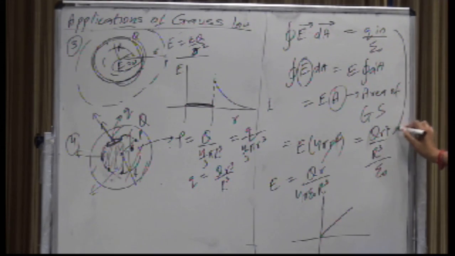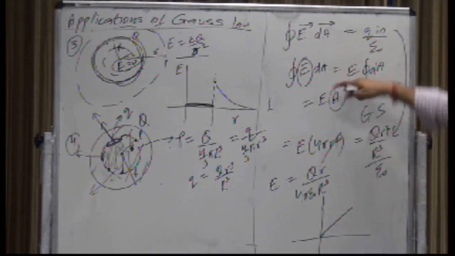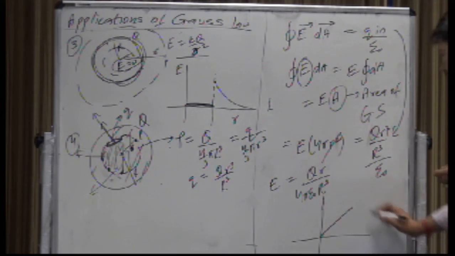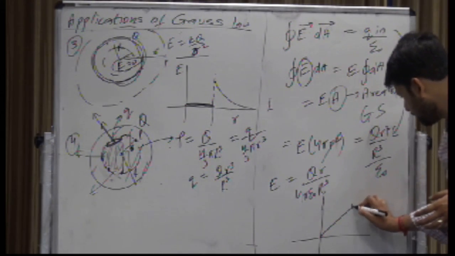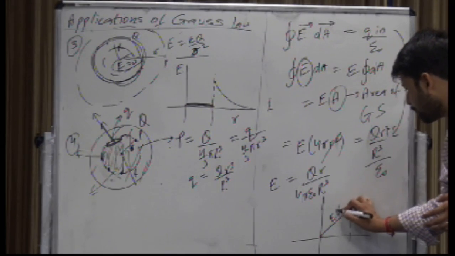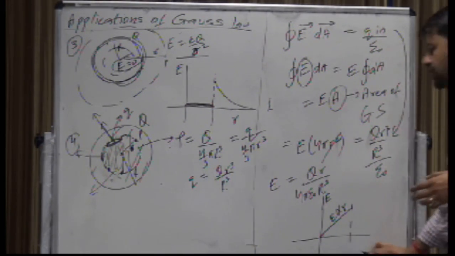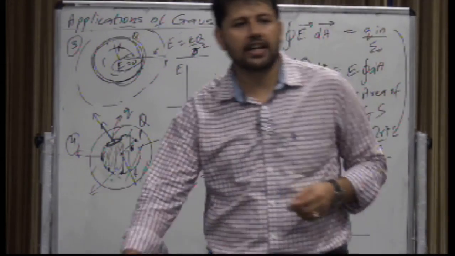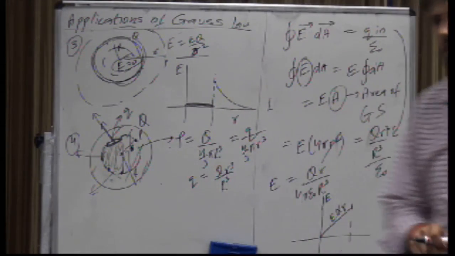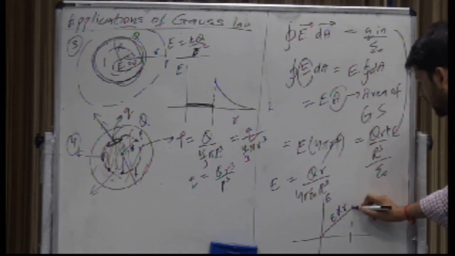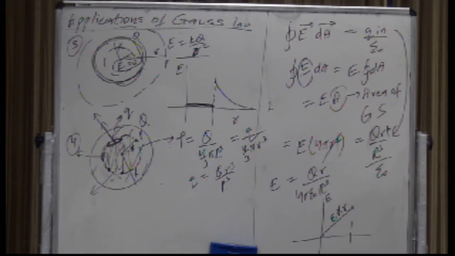I used this. Till now I was calculating LHS. Now I used RHS. So for the inside portion you can see E is proportional to R. Whenever E is proportional to R, the graph is a straight line passing through origin, Y is equal to mx type of graph. It is maximum at the surface.